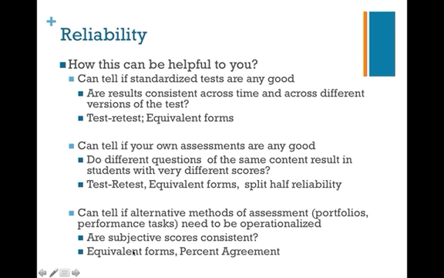The types that apply here are really equivalent forms. Are my portfolios, performance tasks, and paper pencil tests really equivalent? And the idea of percent agreement, which we're not really going to talk about, but it's a way to measure what percentage of the time do multiple raters all agree on the judgment that they give when they are grading something like a portfolio or performance task, or anything that requires human subjective judgment.